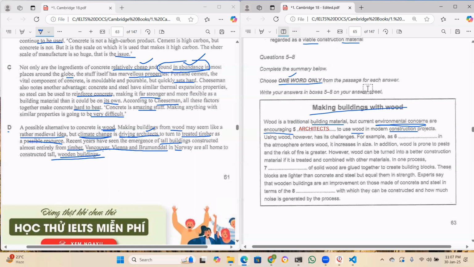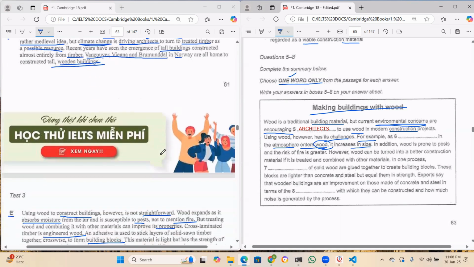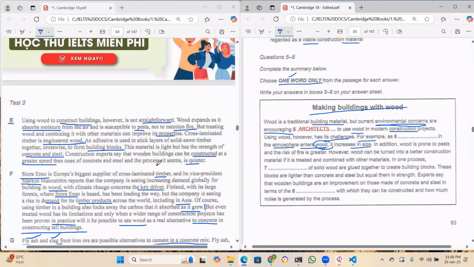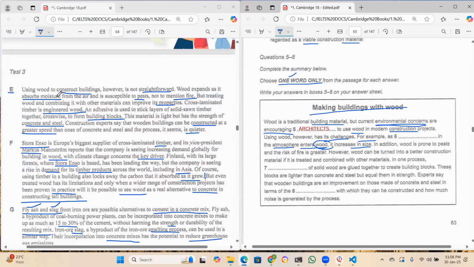Okay. Right. Next question. So using wood, however, has its challenges. For example, as dash in the atmosphere enters wood, it increases in size. Okay. Something in the atmosphere is entering wood and it is increasing in size. What is that? Hmm. Let's read this one. Using wood to construct buildings, however, is not straightforward. Wood expands as it absorbs moisture from the air and is susceptible to pests.